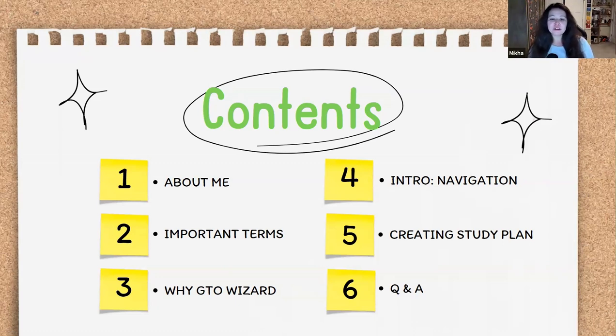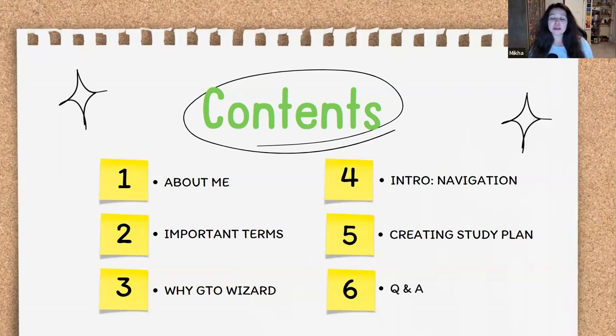Then number two, I'm going to go over some of the most important terms. They're terms that I'm throwing around left and right while I'm talking through GTO Wizard. You've probably heard a lot of the terms before, but just so everybody's on the same page, I'll go through them really quick. The third thing we're going to go to is why use GTO Wizard? There are a lot of tools out there, and there's a lot of ways to study. So why do I use GTO Wizard?